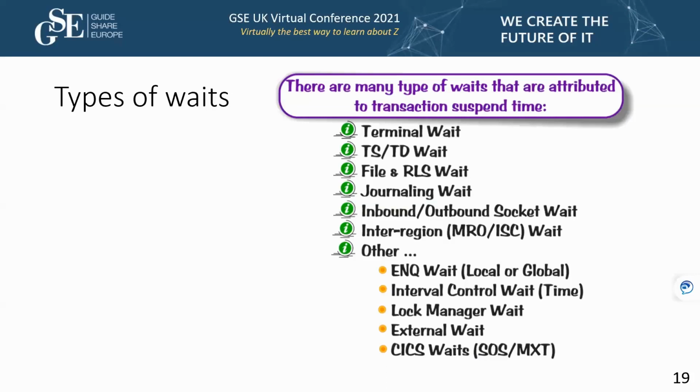So there's a whole slew of different types of waits. Generally, most wait types today in CICS deal with IO, because we have to wait for the data to be retrieved. But there are other types. There's terminal waits, but temp storage and transient data are all IO waits. File or RLS waits, journaling waits, they're all IOs. Inbound and outbound socket waits are not necessarily IO. And so you could see there are various different reasons why you could issue a command in CICS and end up waiting.